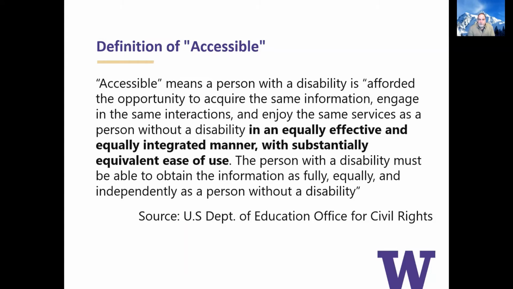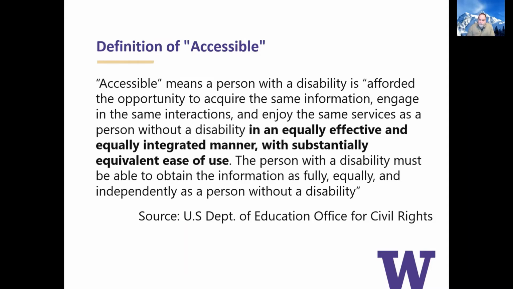I don't typically read from a slide, but I will for this one. Accessible means a person with a disability is afforded the opportunity to acquire the same information, engage in the same interactions, and enjoy the same services as a person without a disability. And then we've got this part highlighted: in an equally effective and equally integrated manner with substantially equivalent ease of use. That is very, very important and actually drives a lot of the accessibility work that we do as a team at the University of Washington.